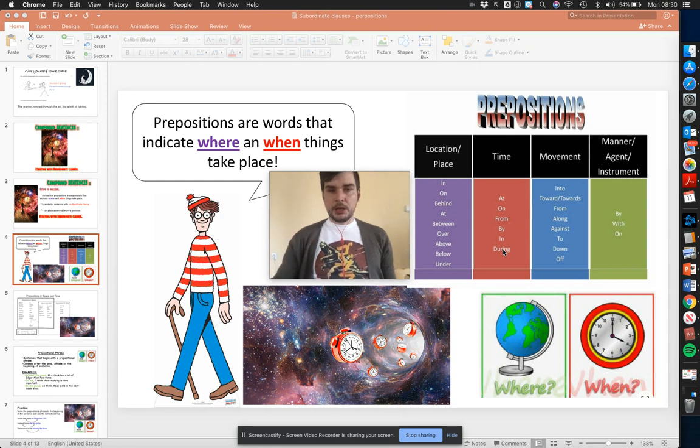during a lesson, during lunch, during playtime. So that also tells me when things happen. It gives me that extra information. If you have any questions about that section, please let me know. But what you need to remember, just like Wally, prepositions are words that tell you where and when things happen.